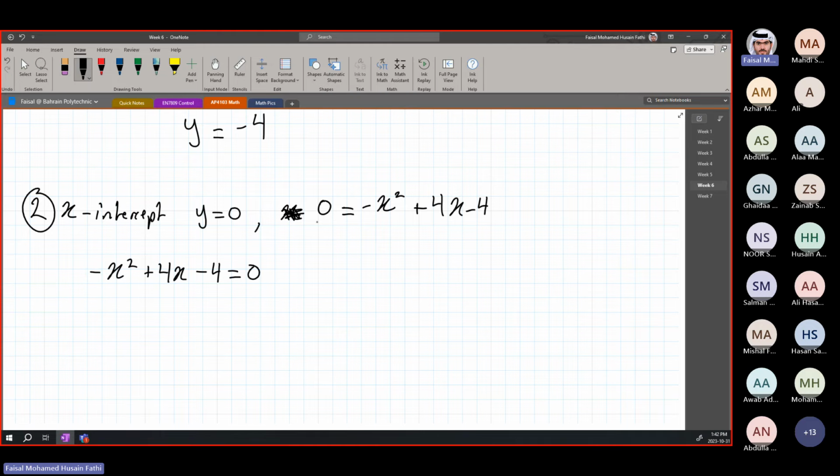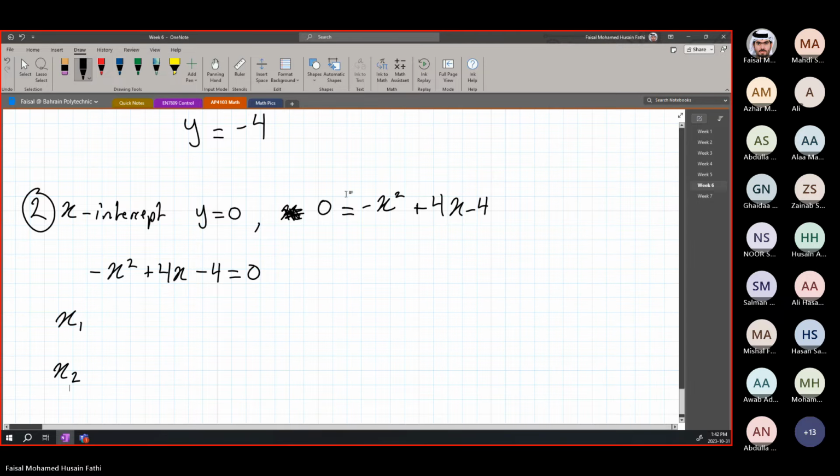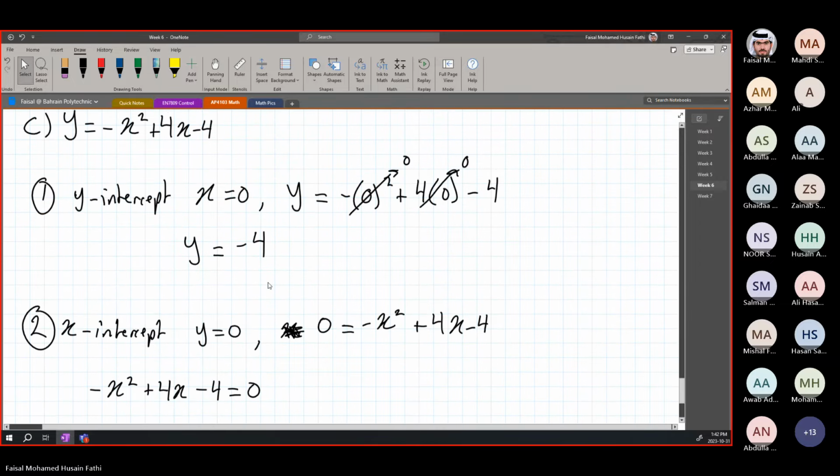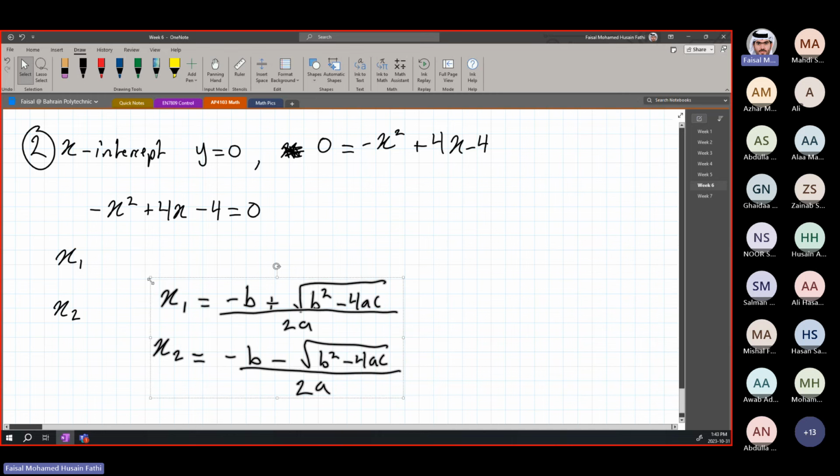You know how to solve quadratic equations. In my case, I always use x1, x2. Let me just copy paste. I'm tired of writing the equation. All right. So we will use these equations.